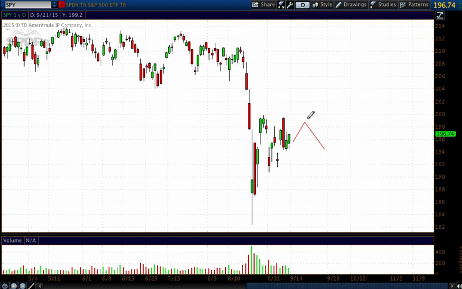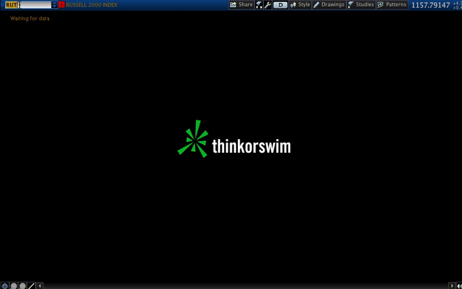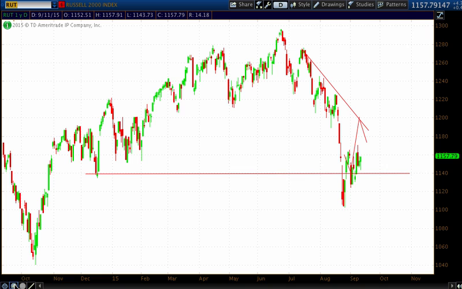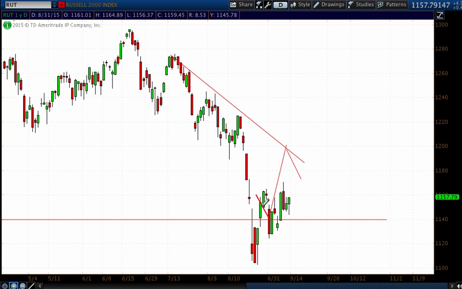Okay, let's take a look at the Russell 2000, more broad-based index, ticker symbol RUT. And as I zoom in here, you'll see that the market did bounce exactly as I expected it to. That's that V pattern that I drew.